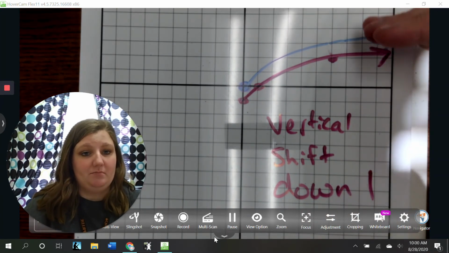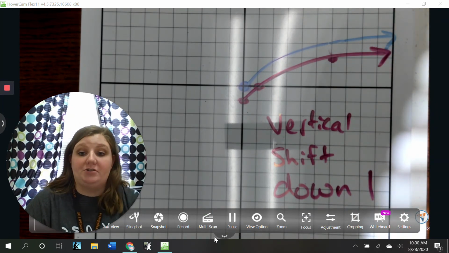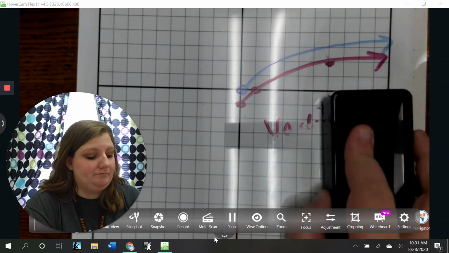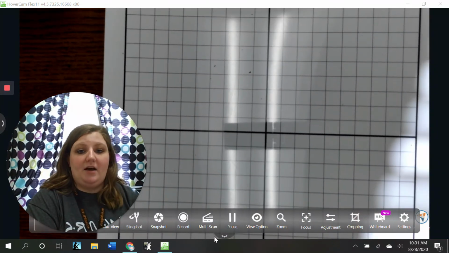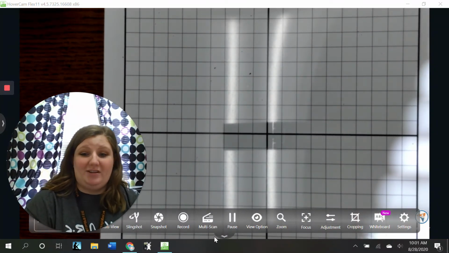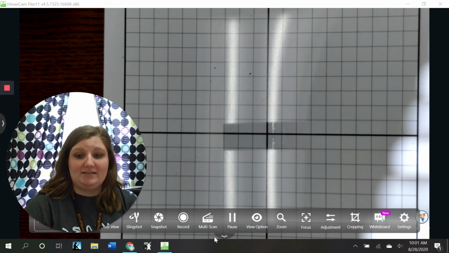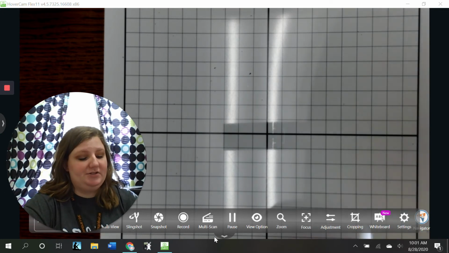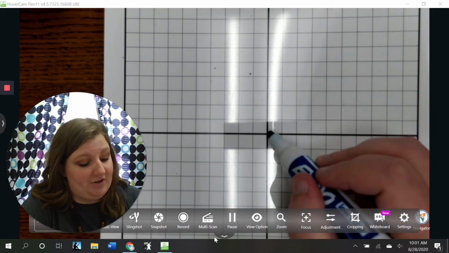So it just moved down a little bit. So those are vertical and horizontal shifts. It's moving left and right, up and down. The other 2 types of transformations I want us to be able to do by hand are reflections over the x-axis and reflections over the y-axis. Okay. So let's look at the graph of the cube root function actually.